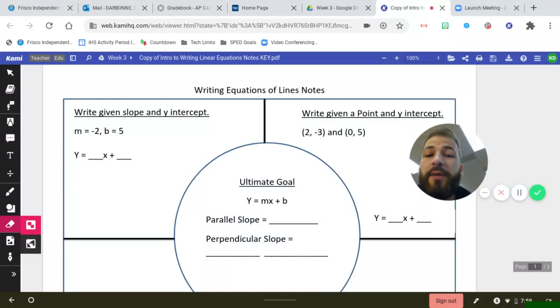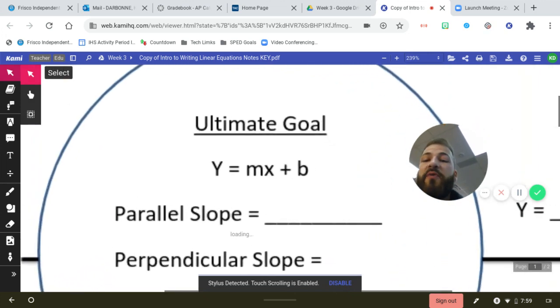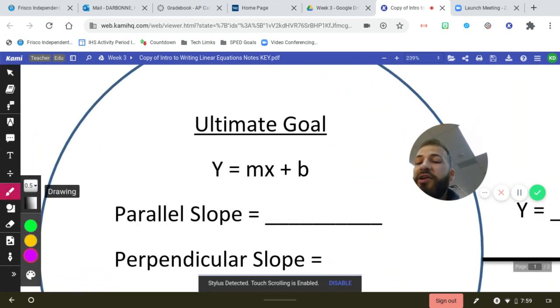Y'all, today we're going to be talking about writing equations of lines. So when we write an equation of a line, remember from our slope lesson that we just did, the equation of a line in what we call slope-intercept form is y equals mx plus b. Now, just a recap of what all of these variables mean.